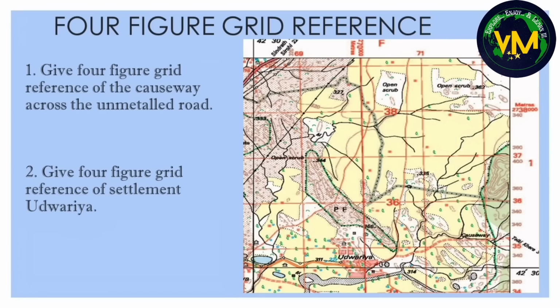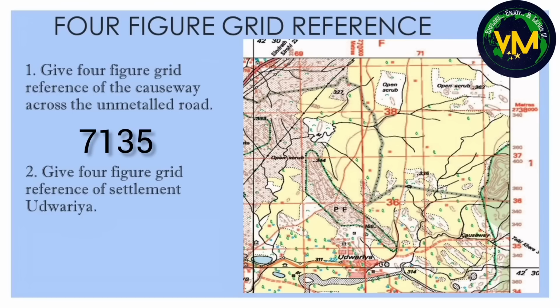4-figure grid reference. So say for example, give the 4-figure grid reference of the causeway across the unmetalled road. So this is the unmetalled road and here you can see the word causeway. So for this grid we have to write the 4-figure. I think you all remember the capital L method. So when you write capital L, this is the first line, the value is 71, and this is the second line, the value is 35. So the answer is 7135.